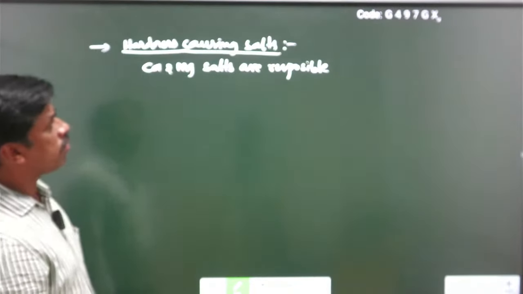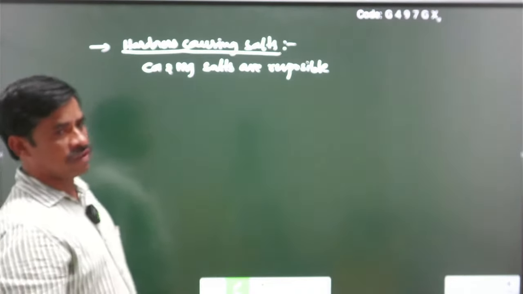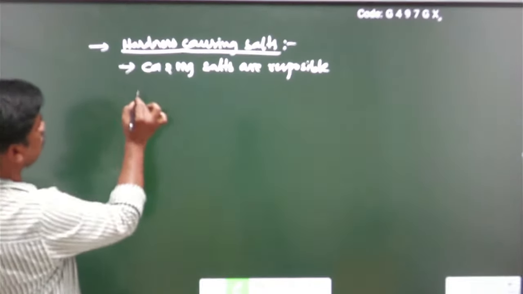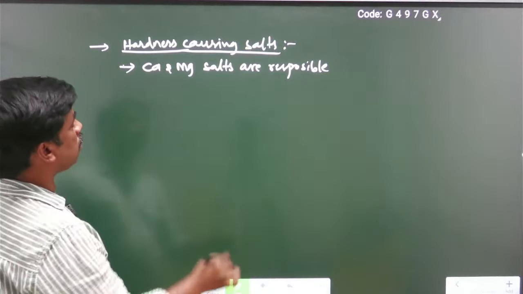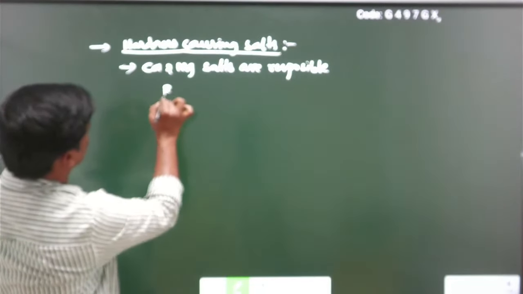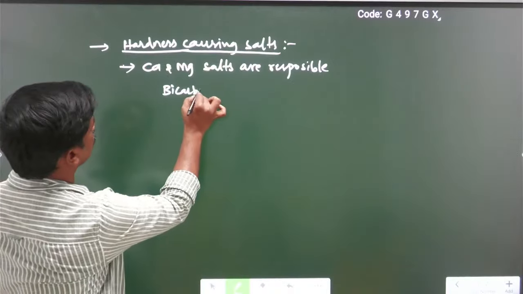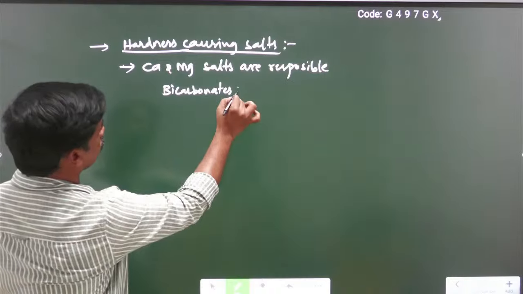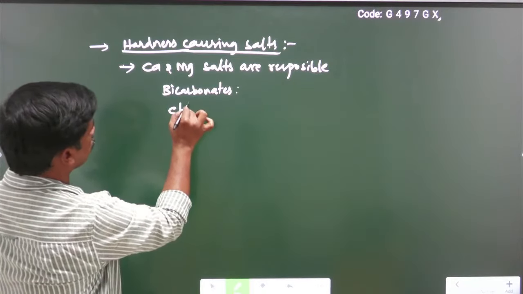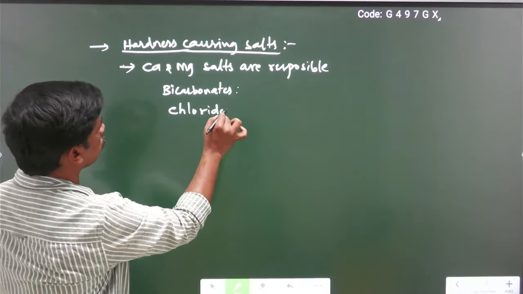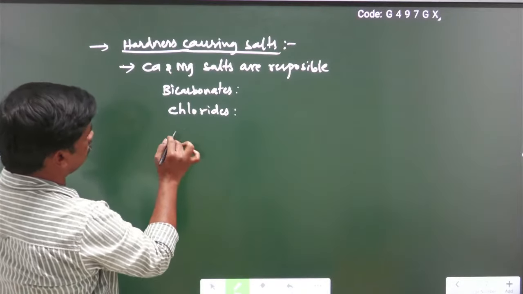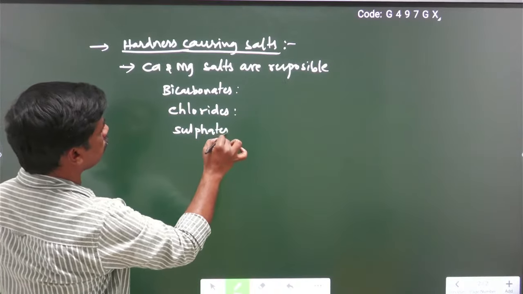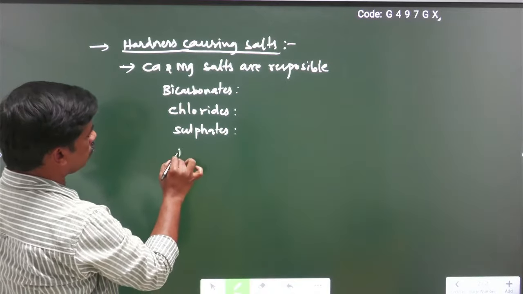Calcium and magnesium salts are the hardness causing salts. Which exact salts are responsible? Bicarbonates of calcium and magnesium. Next, chlorides of calcium and magnesium. Sulfates of calcium and magnesium. Nitrates of calcium and magnesium.